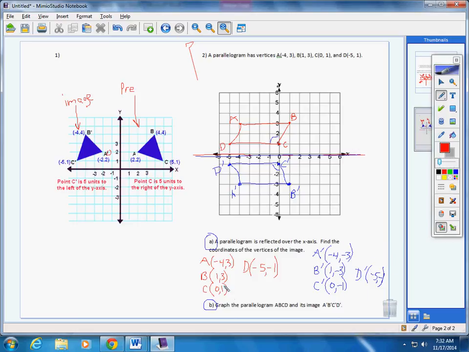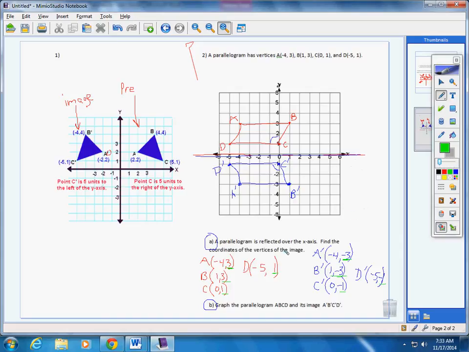And hopefully you're realizing that they're exactly the same except for my y values. And what's the only difference? Each of my y values got multiplied by negative 1. This only happens when we're reflecting over the x-axis.